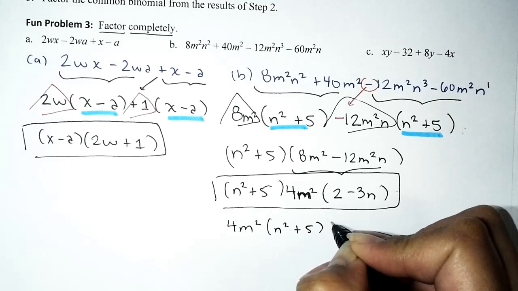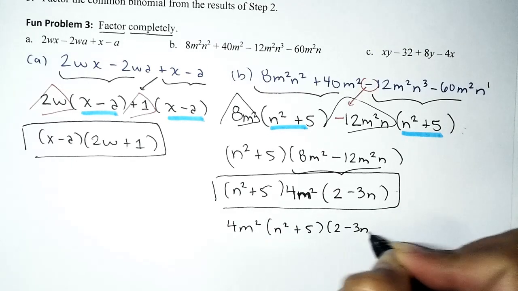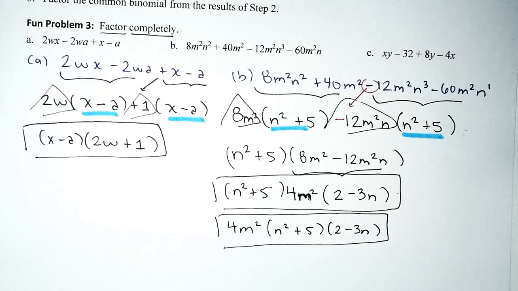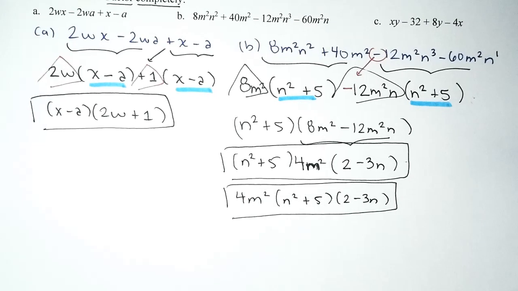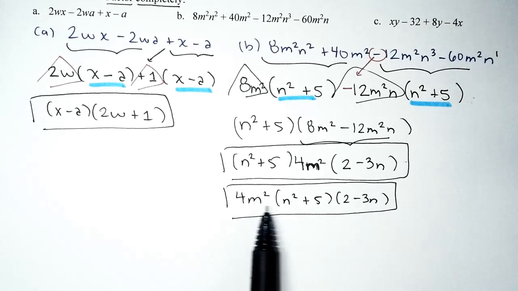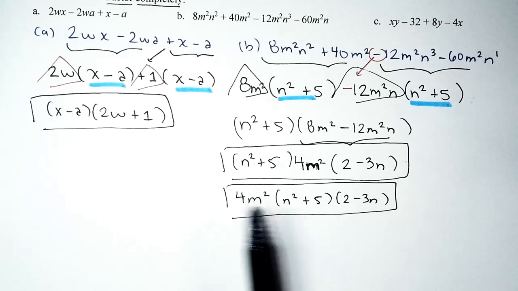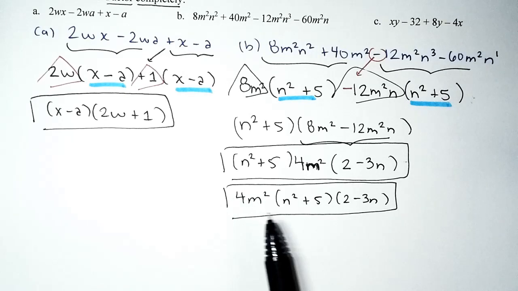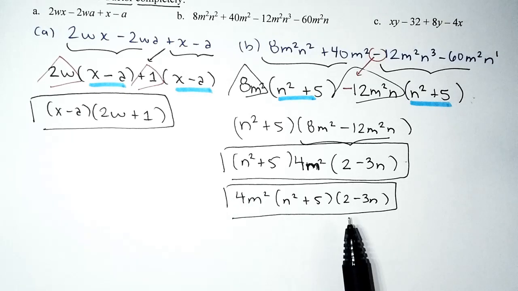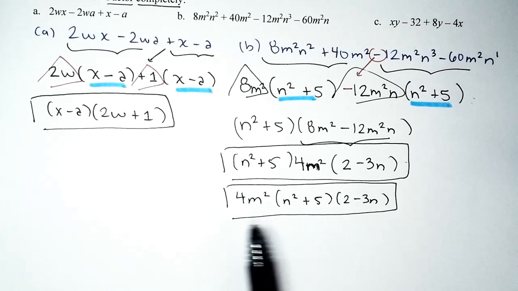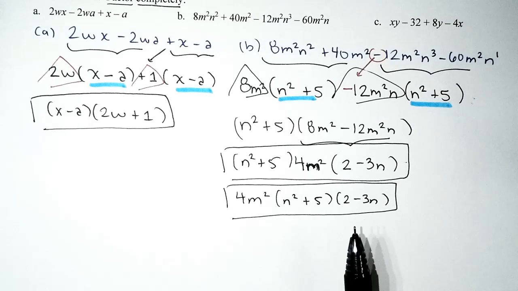So now the book may or may not read your mind. If the book answer doesn't look quite like yours, don't panic. So pretty much we have a product of 1, 2, 3, 4 things. When I'm looking on the test, do you have a 4 times m squared times n squared plus 5 times 2 minus 3n? The order of these 4 factors does not matter because multiplication is commutative.